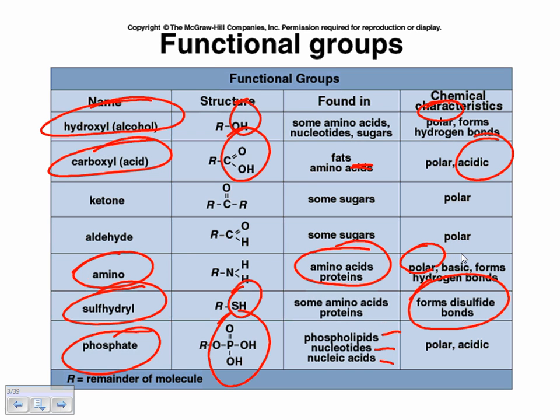But the phosphate group, because of those oxygens, tends to make molecules polar. And because these hydrogens can be released and given off as protons, it can also cause molecules that contain them to be acidic. So again, these are all functional groups. They're groups of atoms that are attached to a carbon chain that change the properties of the carbon chain.